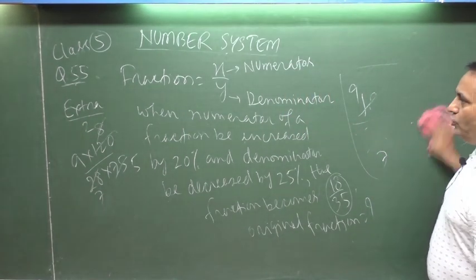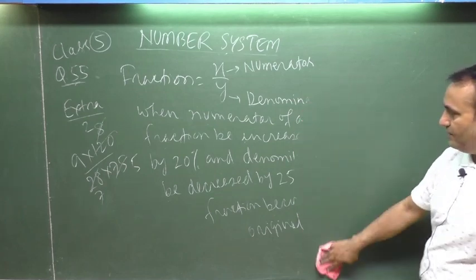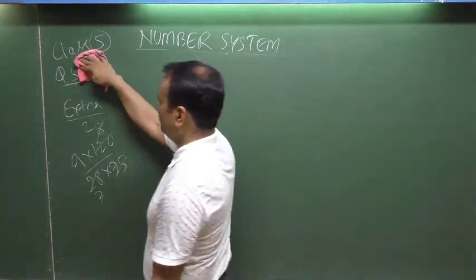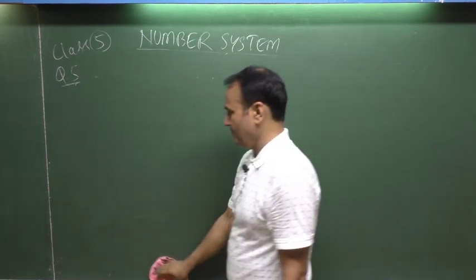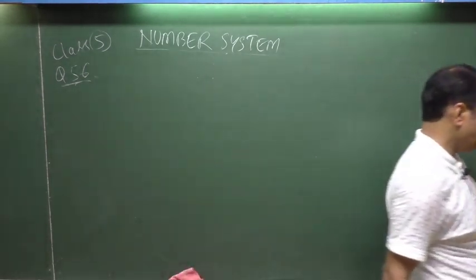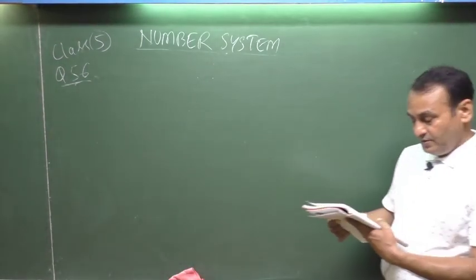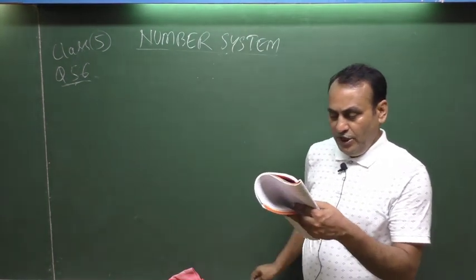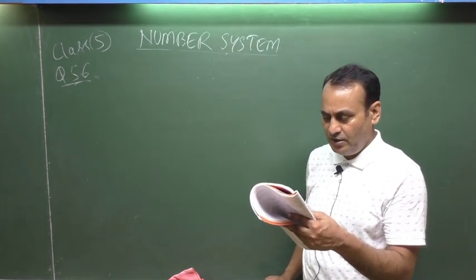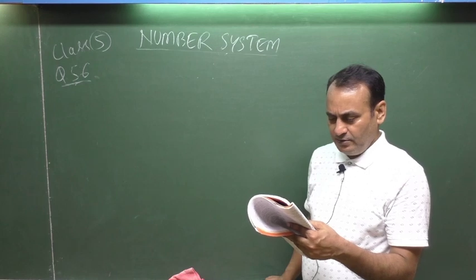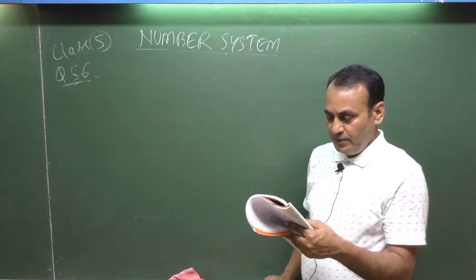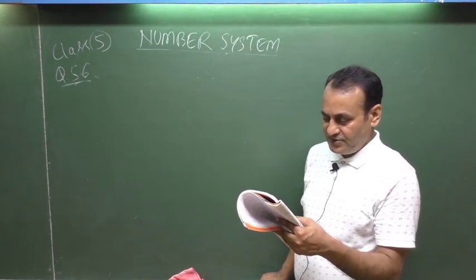Now, come to the next question, that is your question number 56. See here. Question number 56. If 1 is added to the numerator and the denominator of a fraction, the result is 2 by 3. What is the original fraction?